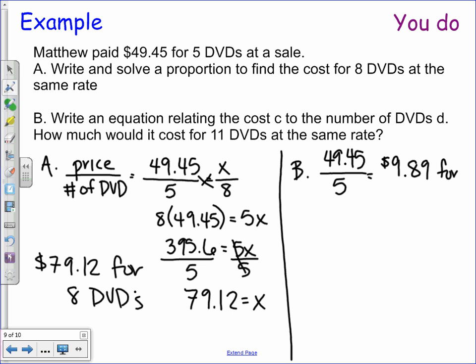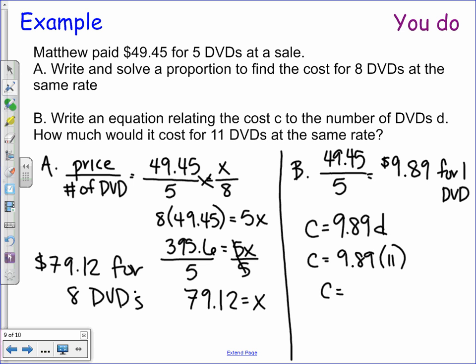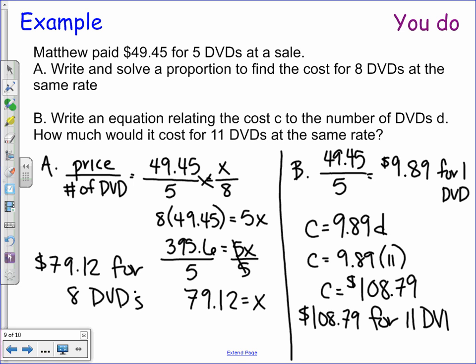$9.89 for 1 DVD. Okay, so I'm going to set up my equation with C being the cost and D being the number of DVDs. So the cost is going to equal $9.89 per DVD. So it wants to know how much it would cost for 11 DVDs. So the cost is going to be $9.89 times 11. And when I plug that in my calculator, that's going to be $108.79. So in a sentence, $108.79 for 11 DVDs.